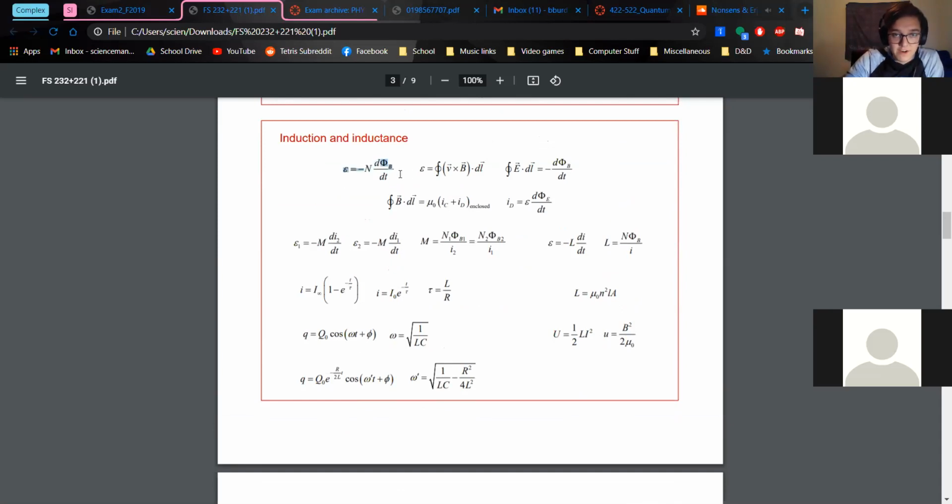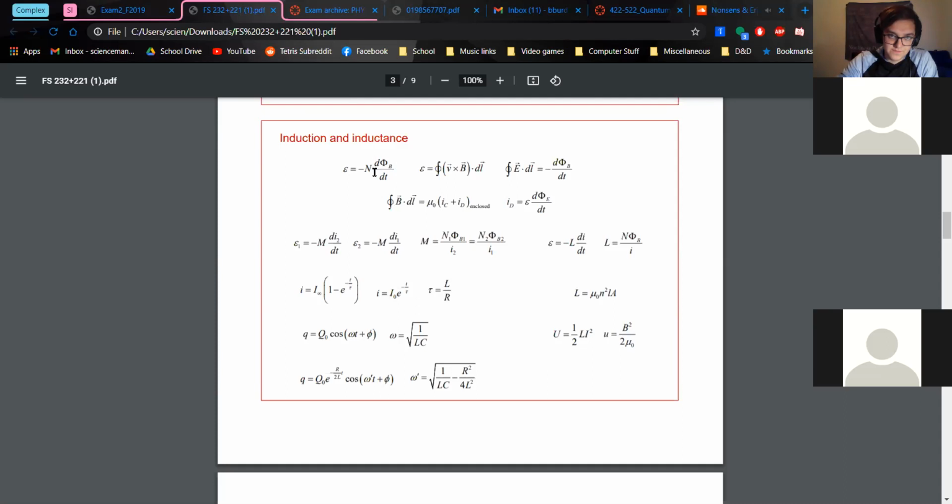So what is this one saying right here? This is just saying if I have n loops, and the magnetic flux through them is changing, then the EMF inside of those loops is going to be given by the time derivative of the magnetic flux times n. So if you have a changing magnetic flux through a bunch of loops, then the EMF or the voltage due to that change is going to be described by that equation right there.